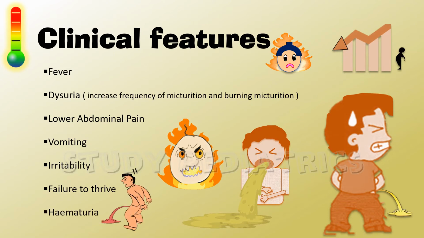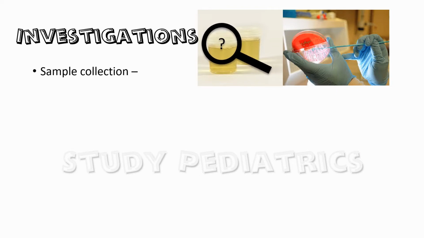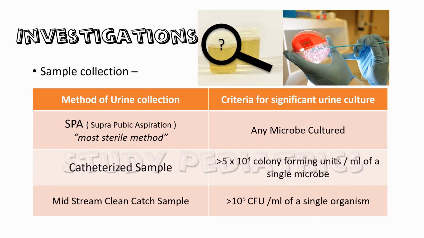Let's see the investigations. Usually, the gold standard investigation for any infection is culture, and so we do here. But the significance of culture results widely varies with respect to the method of sample collection. Hence, it is very important to understand these methods and their parameters of significance.